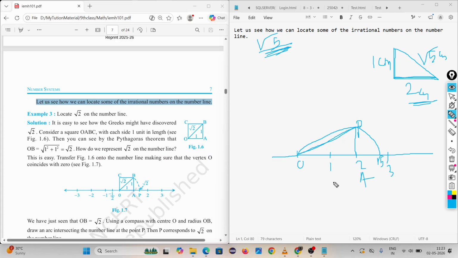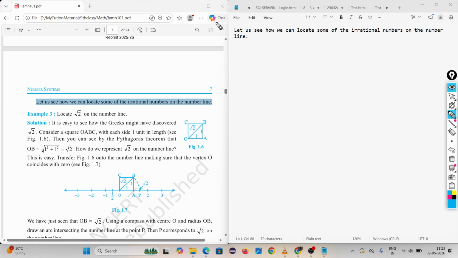Do you understand how to represent? Yes, sir. And what you should write? Write down the question. You have to write now what you are doing, the construction, everything. The first question is: locate root 2 on number line. Are you understanding now? Yes, sir.